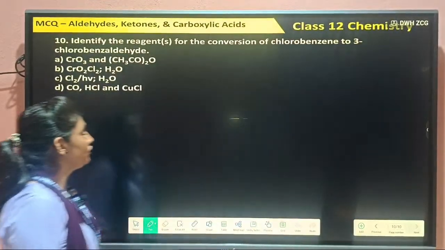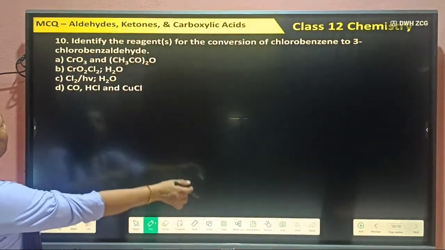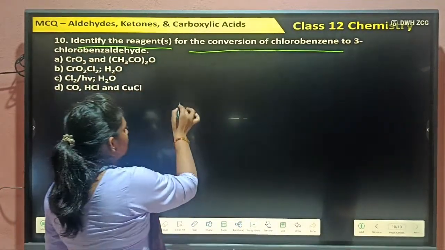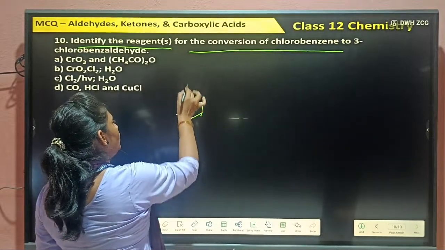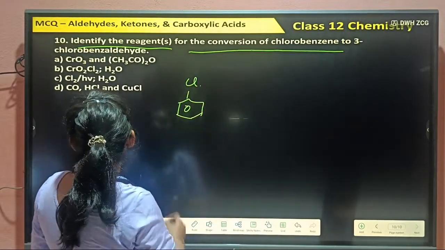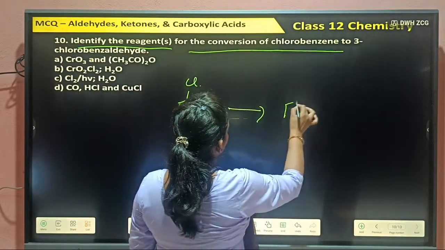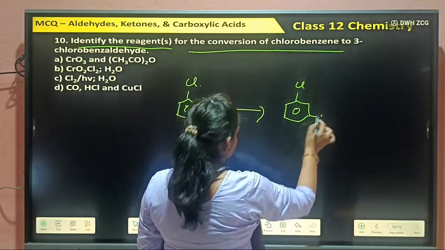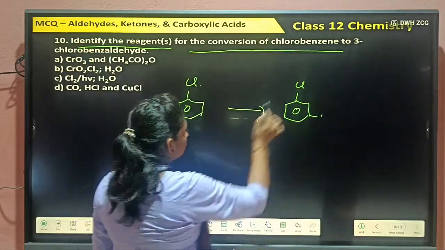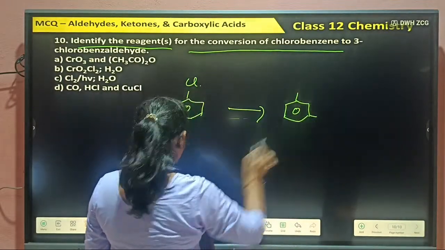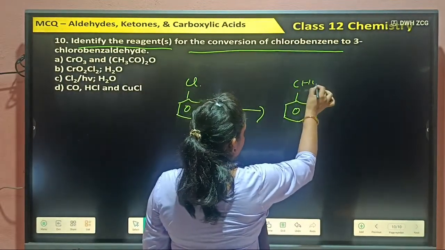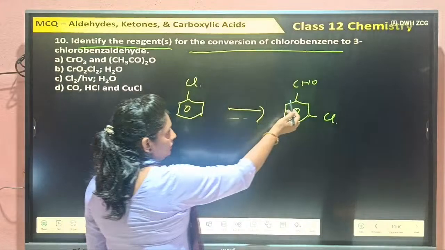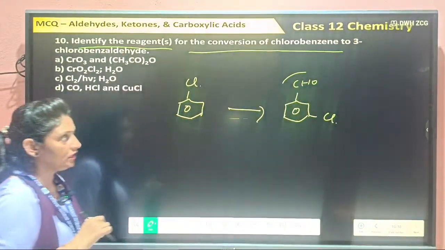Our last question of today, question number 10. Identify the reagent for conversion of chlorobenzene. Students, we have chlorobenzene. Convert it into 3-chlorobenzaldehyde. 3-chlorobenzaldehyde means we are directly attaching this group to the benzene ring.